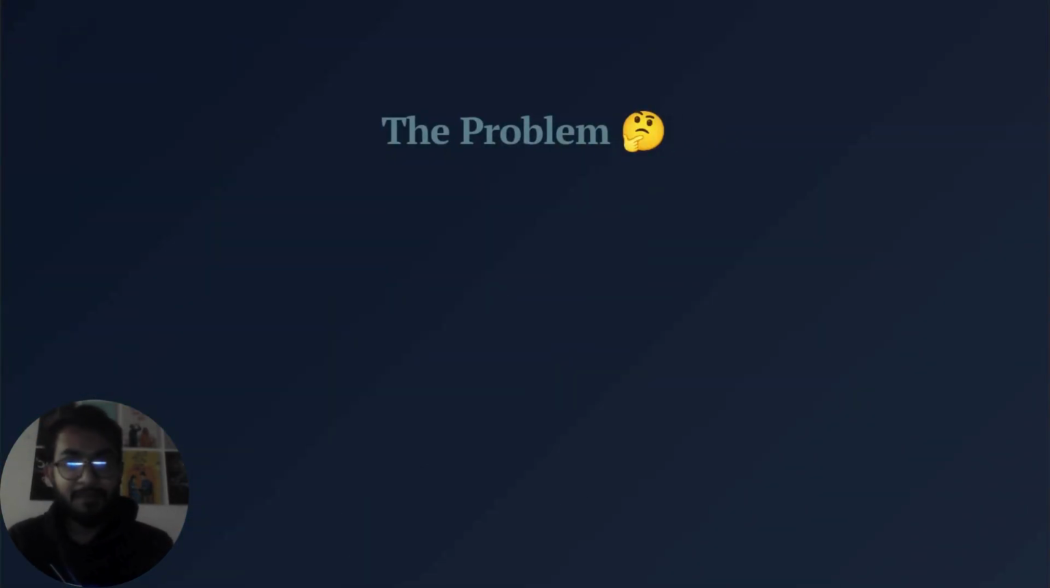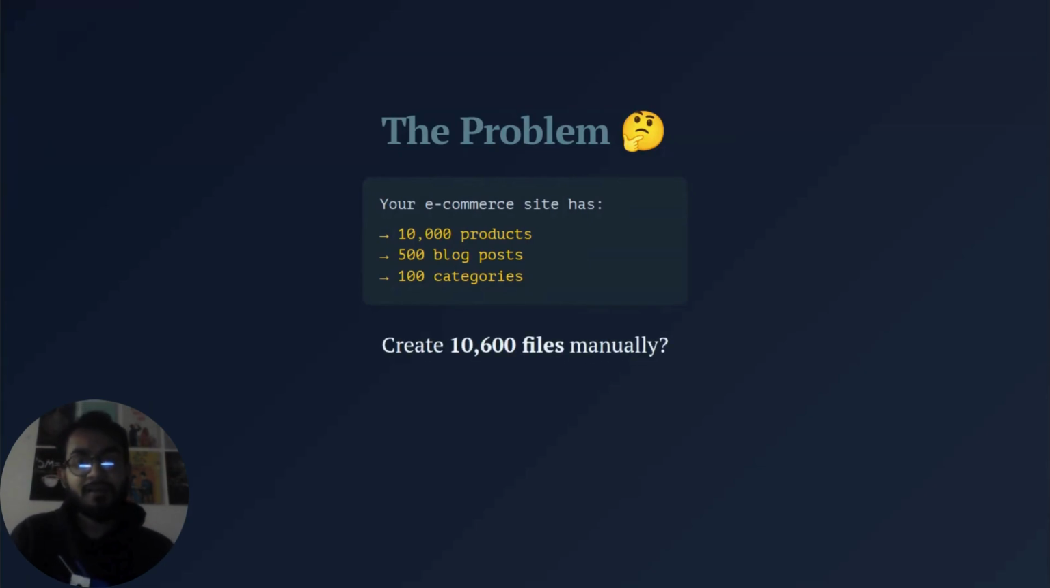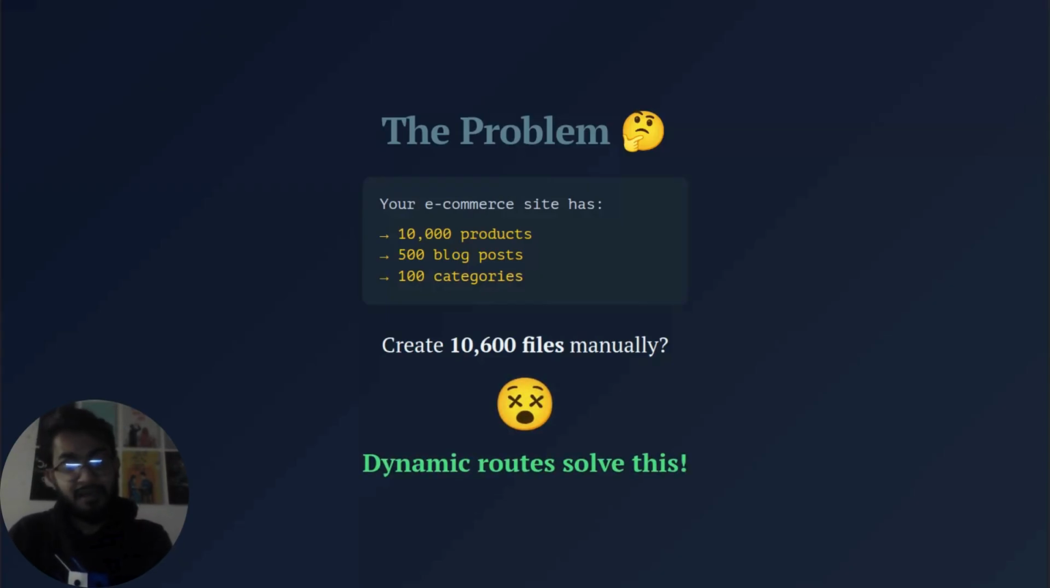So what is the problem? Why, when you are using static routes or dynamic routes, do you need to know the problem first, right? Let's consider you have an e-commerce site which has 10,000 products, 500 blog posts, and 100 categories. How can you present that information in your e-commerce site? Do you create 10,600 pages manually first? I think not. So how can you solve it?